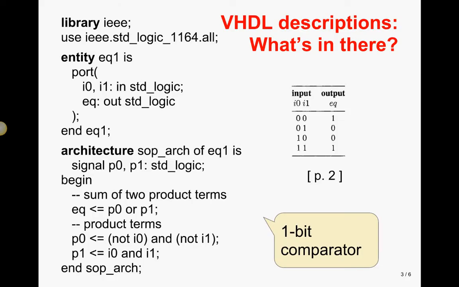And to do so, we will look into the first example that is shown in our book, and this corresponds to a 1-bit comparator according to this truth table. That is, this example is available on page 2 of the book. We will see that this description consists of 3 main sections, and we will look into each of these sections in turn.